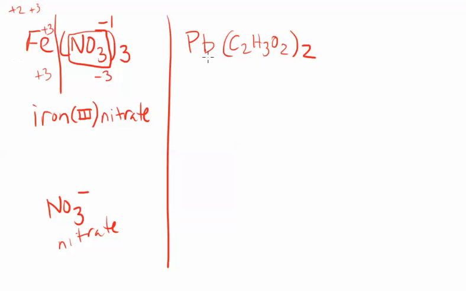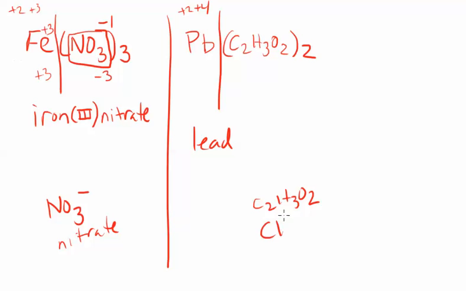So Pb, that's a metal, so this is going to be our positive ion. And then here in parentheses, this must be our polyatomic ion. Pb is lead. Looking at our ion chart, we see that lead can be +2 or +4. So we've got to figure out which one by using our anion. On your ion sheet, you're going to see C2H3O2, which is sometimes written as CH3COO, either way is called acetate.